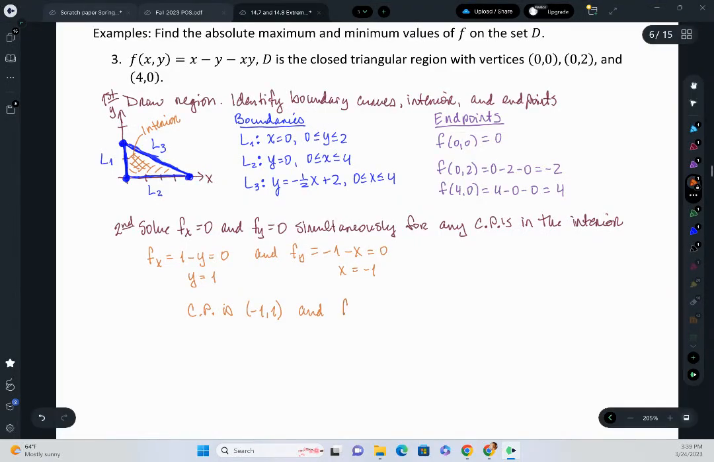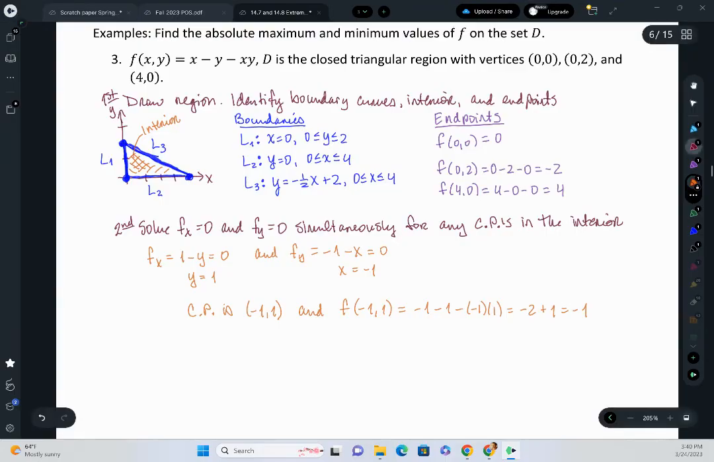And now we go ahead and find our function value at -1, 1. When I plug this into the function, I get -1 minus 1 minus -1 times 1. It's a whole lot of ones. So I get -2 plus 1, which is -1. Okay, that is another critical point and its value.